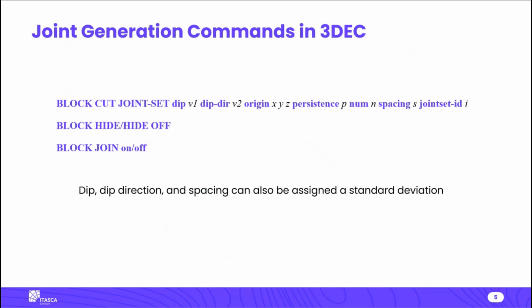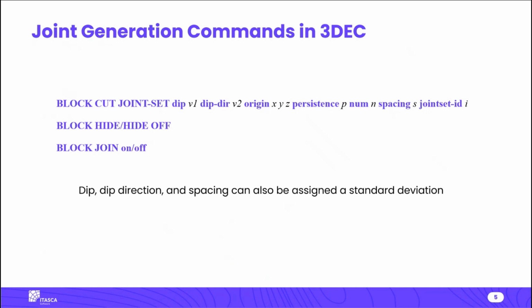So the most popular command for cutting is block cut joint set. It's called joint set. It's possible to create an actual joint set by giving some spacing. We also use this command to create single joints. And so regardless of whether you want a joint set or a single joint, you need to give the orientation, which is usually dip and dip direction, and the location, which is origin, which is just a point on the plane. So that's the minimum that you need: dip, dip direction, and origin.